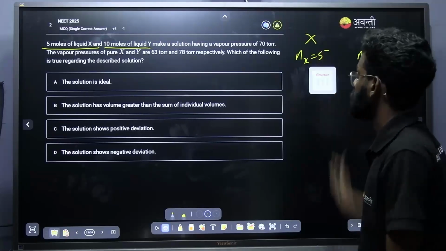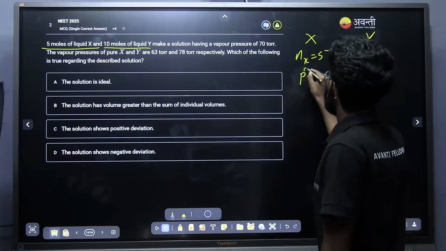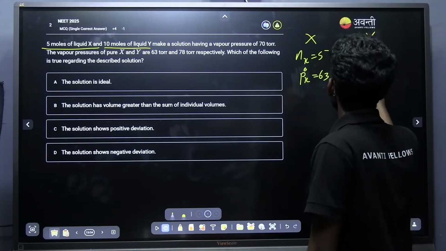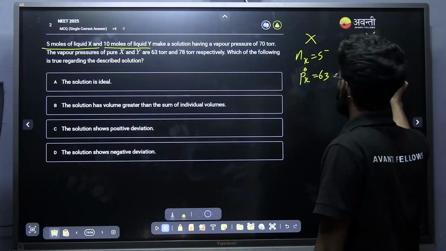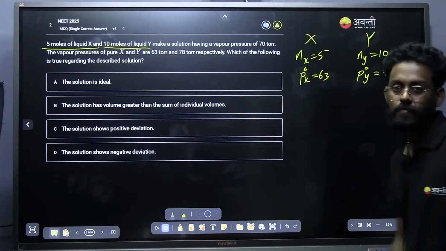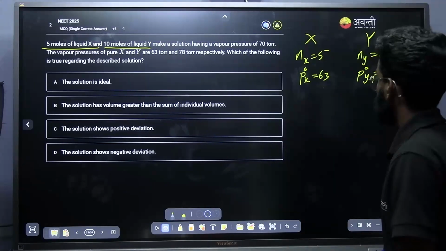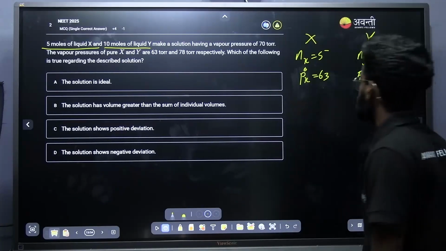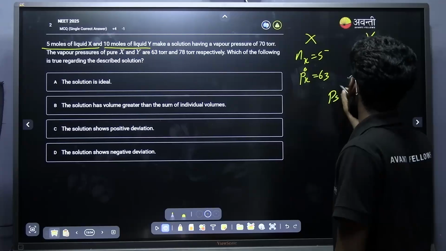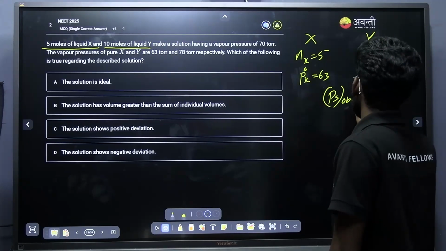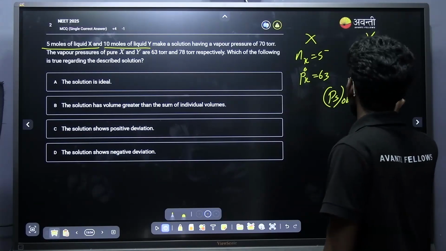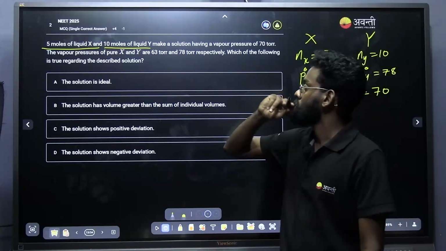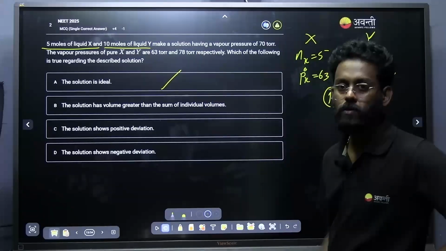I am writing that. After that I can write the total pressure. The vapor pressure of pure X, P0 X, is equal to 63, and the vapor pressure of pure Y, P0 Y, is equal to 78. Which of the following is true regarding the described solution? The total pressure of the solution, PS observed, is equal to 70. Is this solution going to be ideal?